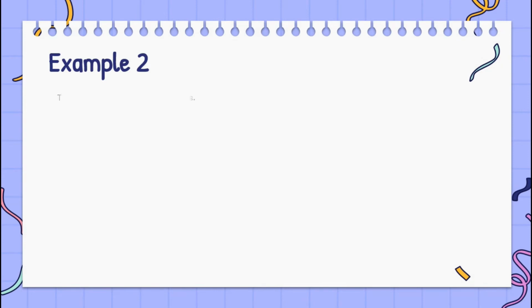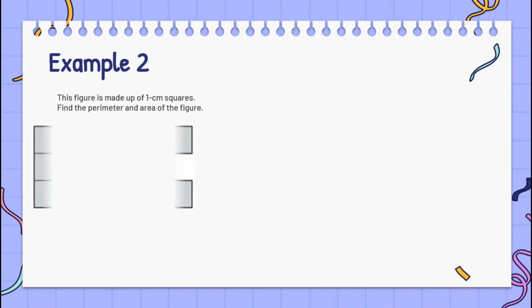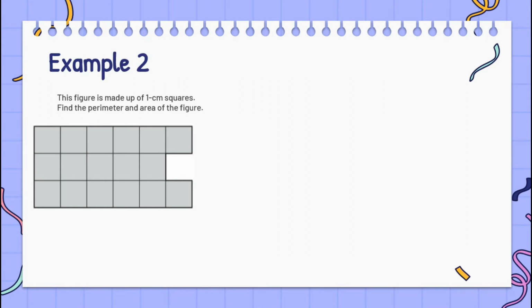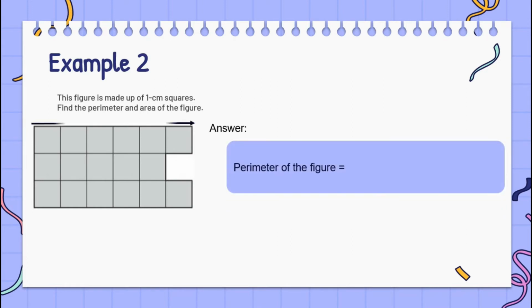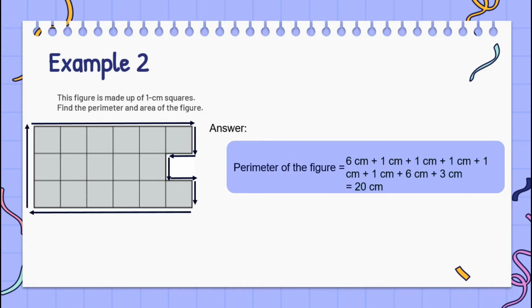Example 2. This figure is made up of 1 square centimeter. Find the perimeter and area of the figure. Perimeter of the figure: 6 plus 1 plus 1 plus 1 plus 1 plus 1 plus 6 plus 3 equals 20 centimeter.